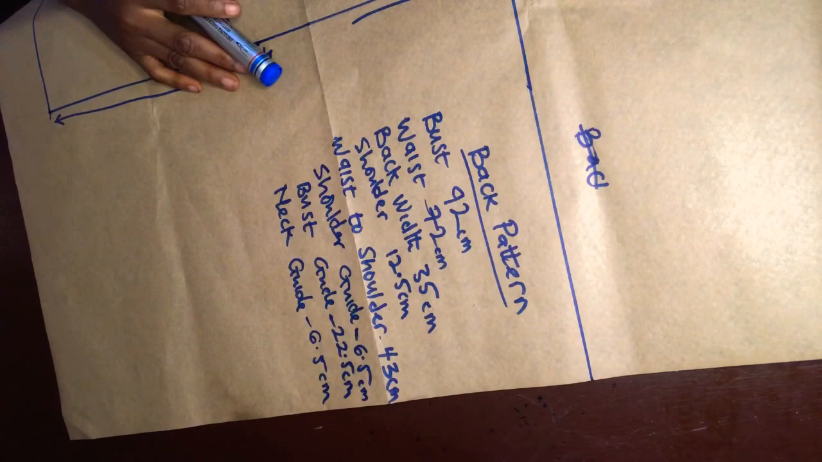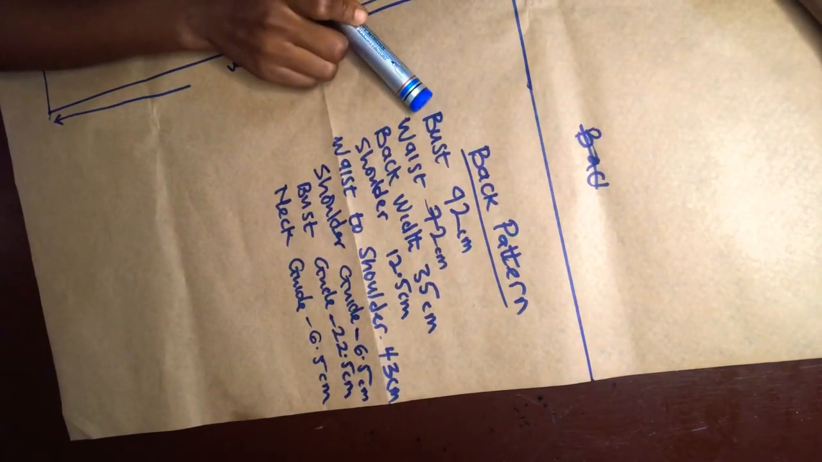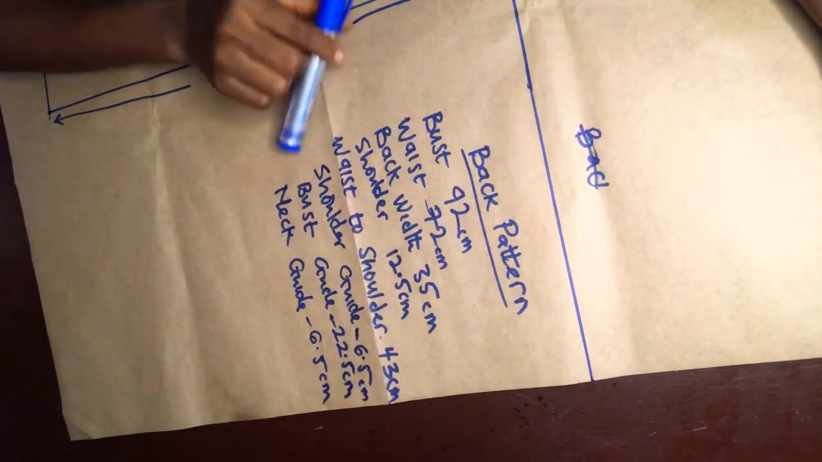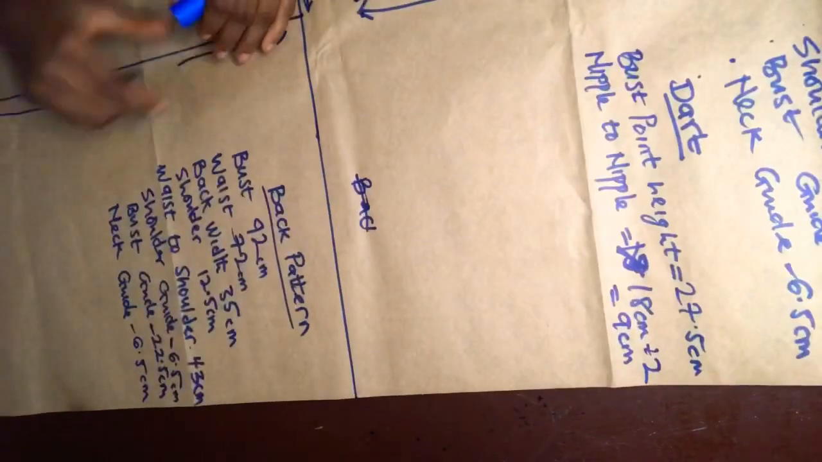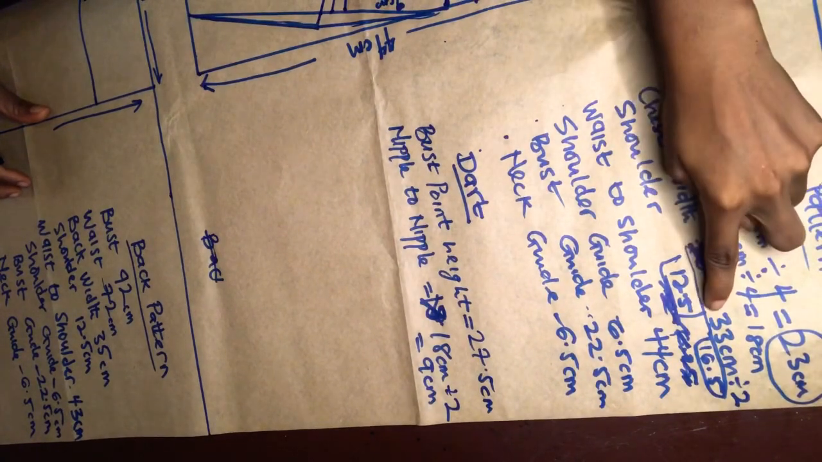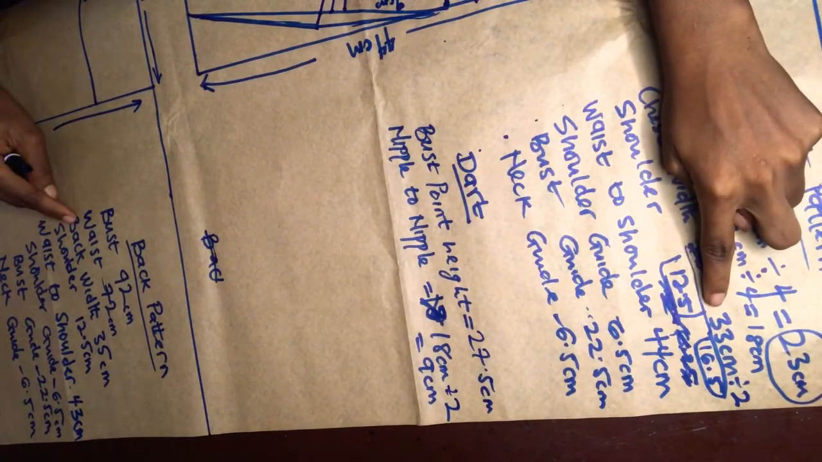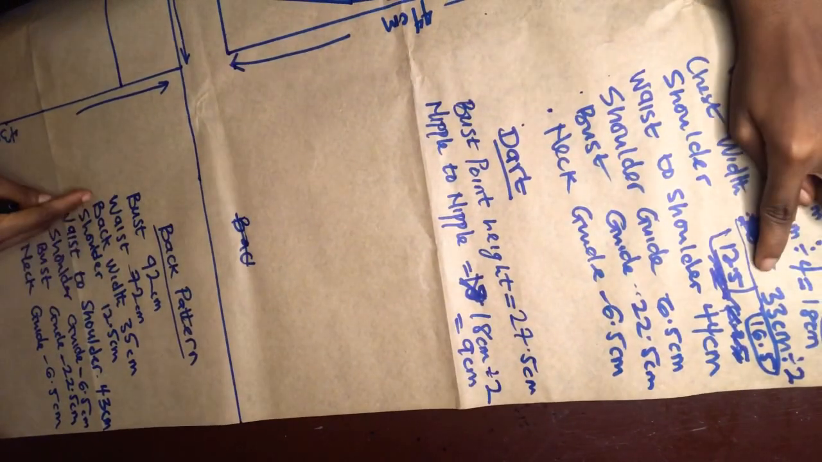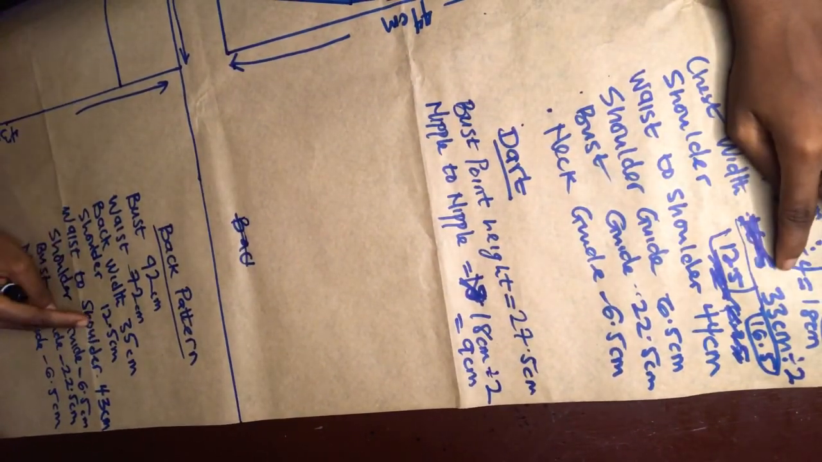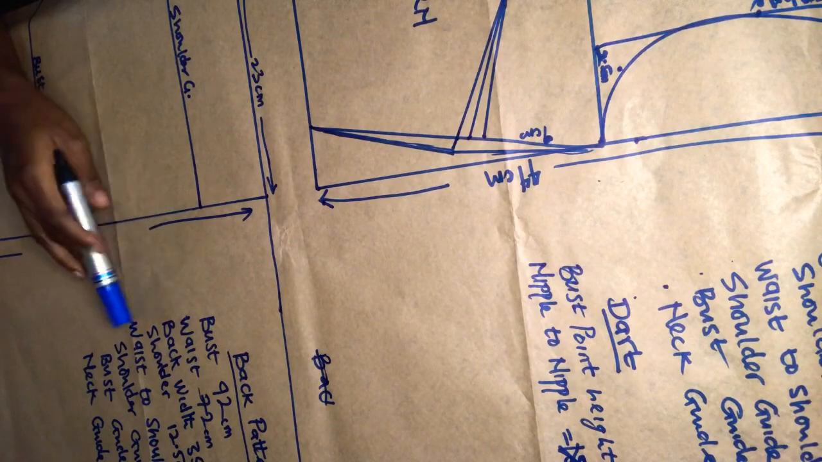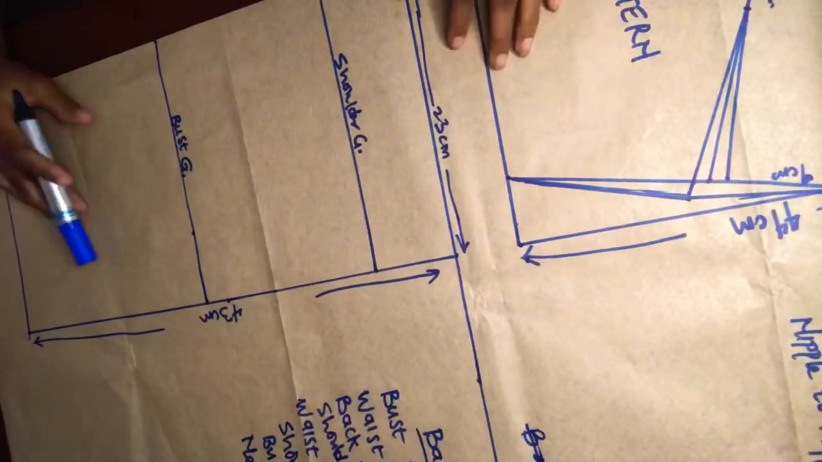This is the back pattern measurement, and it's almost the same as the front pattern measurement, just that we have 2 different measurements here. The back width and the chest width are quite different. The chest width is 33 centimeters, while the back width is 35 centimeters. The shoulder to waist is also quite different. For the front it is 44 centimeters, for the back it is 43 centimeters. So the front pattern is quite longer than the back pattern.